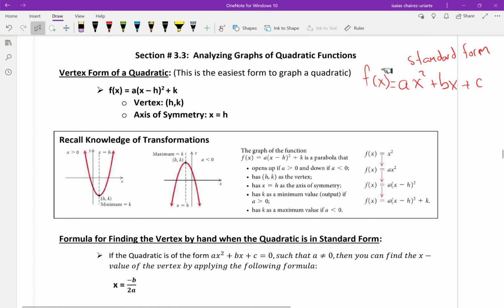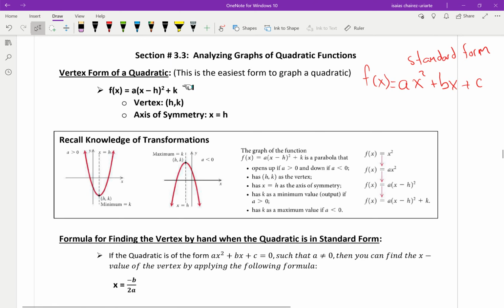So you'll have a function f of x equals ax squared plus bx plus c. This is called standard form. And if you're interested in the graph of the quadratic function, standard form is not very user-friendly. Standard form doesn't give you any information about the graph. Well, it gives you a little bit of information, but not enough. And so then there is another form for a quadratic function. It's called the vertex form.